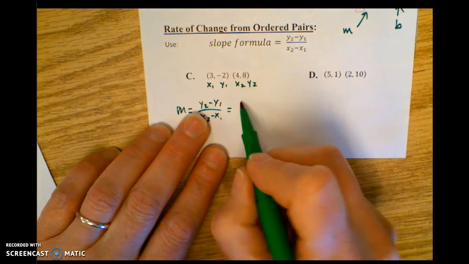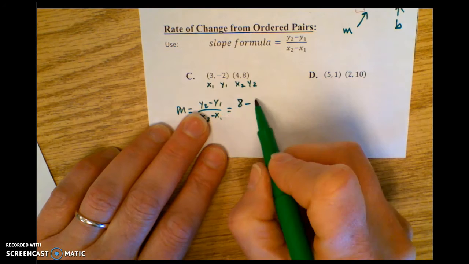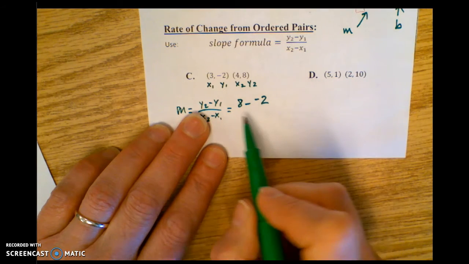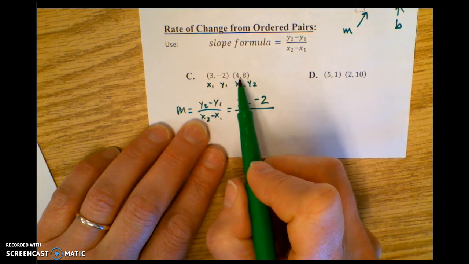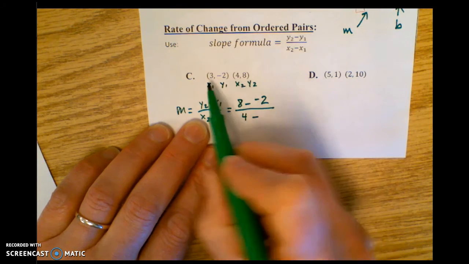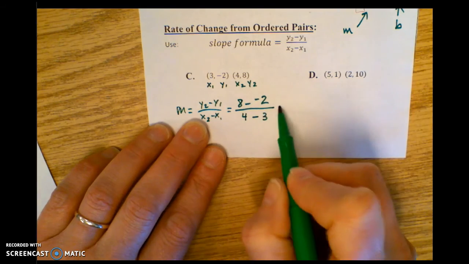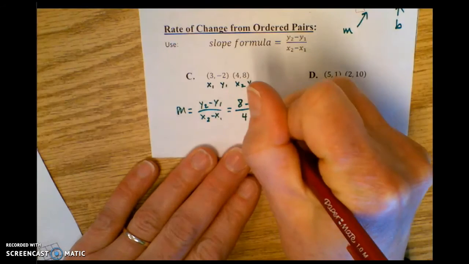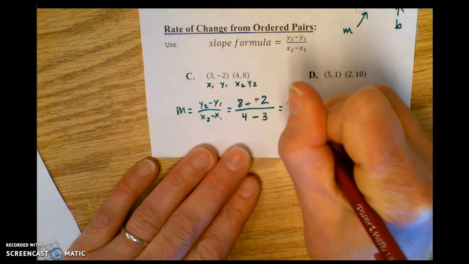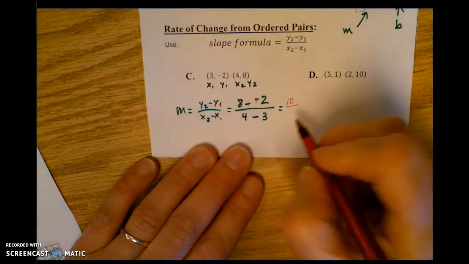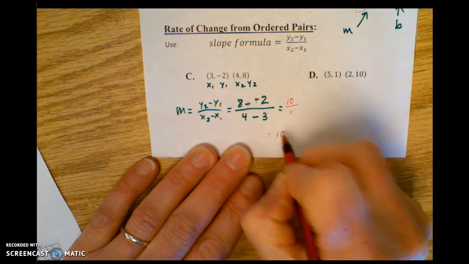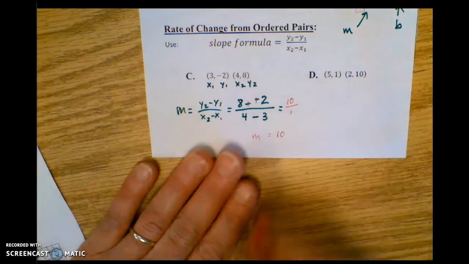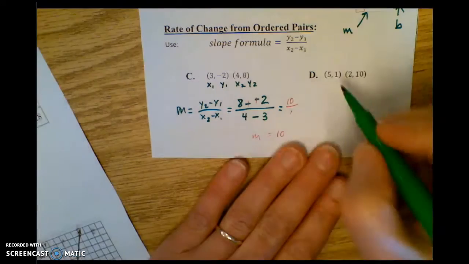My y2 value is 8, and I'm subtracting my y1 value. Notice I've got a subtraction sign and the negative 2. That's very important. My x2 is 4. I'm subtracting my x1 value. When we reduce, remember, subtracting a negative is the same thing as adding a positive. So this really gives me a 10 on top, and a 1 on the bottom. So the slope of the line connecting these 2 points is 10. It's pretty large.